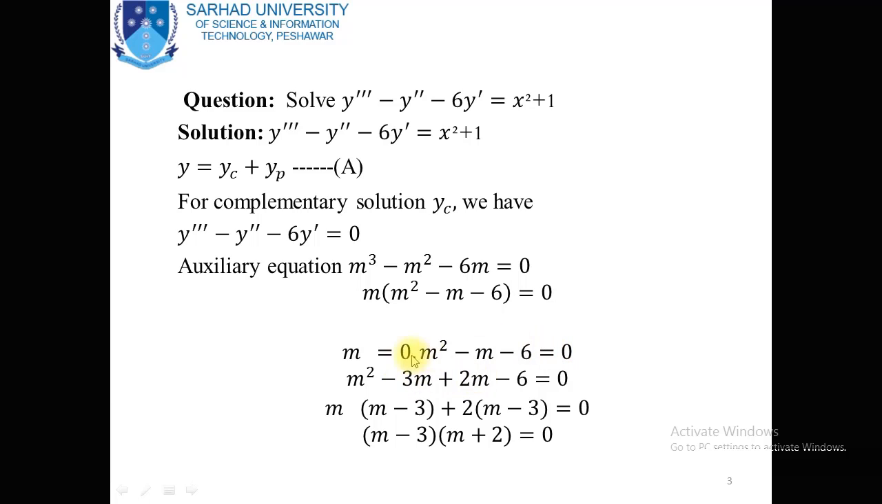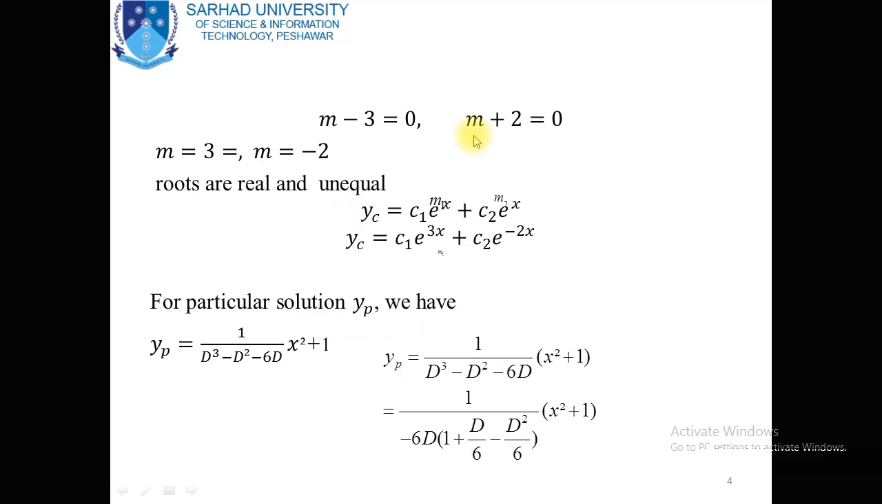Factorizing m square minus m minus 6 by sum and product, we obtain m square minus 3m plus 2m minus 6 is equal to 0. Taking common m from the first two terms, m into m minus 3, and taking common 2 from the last two terms, plus 2 into m minus 3 is equal to 0. This expression can be written as m minus 3 into m plus 2 is equal to 0. Now m minus 3 is equal to 0 and m plus 2 is equal to 0, meaning m is equal to 3 and m is equal to minus 2. So there are real and unequal roots for the auxiliary equation.